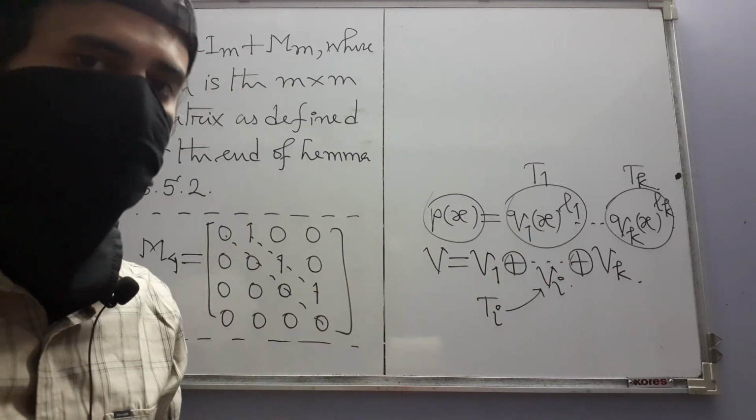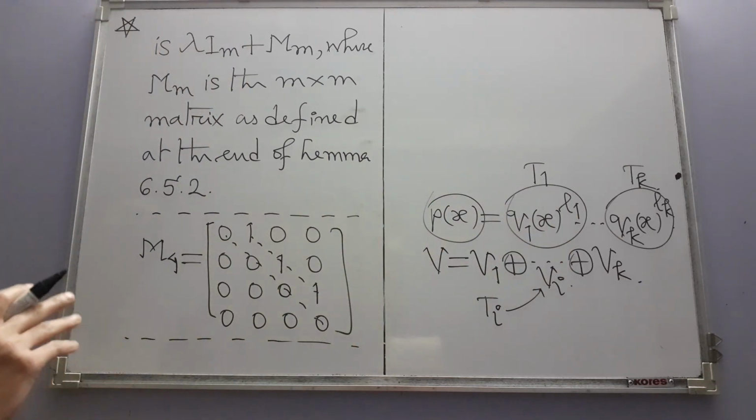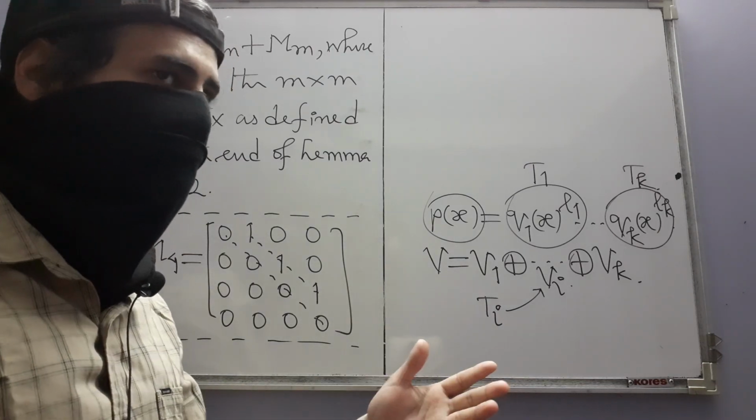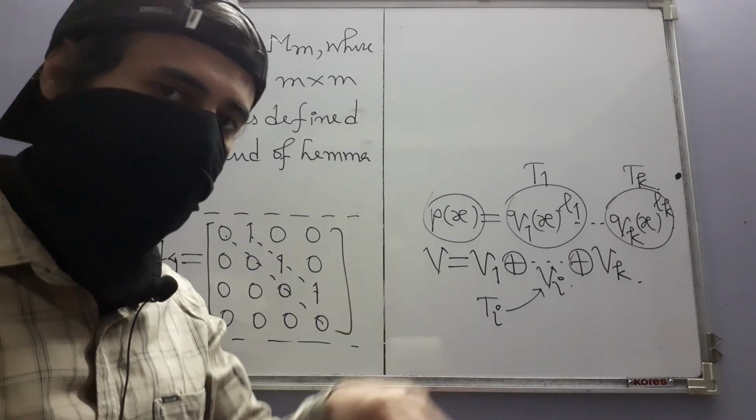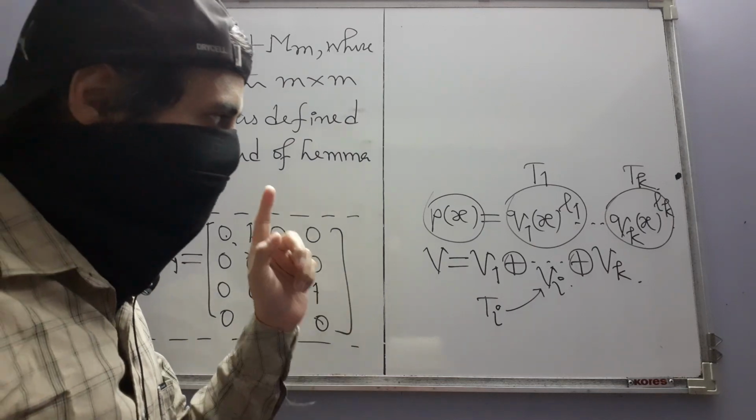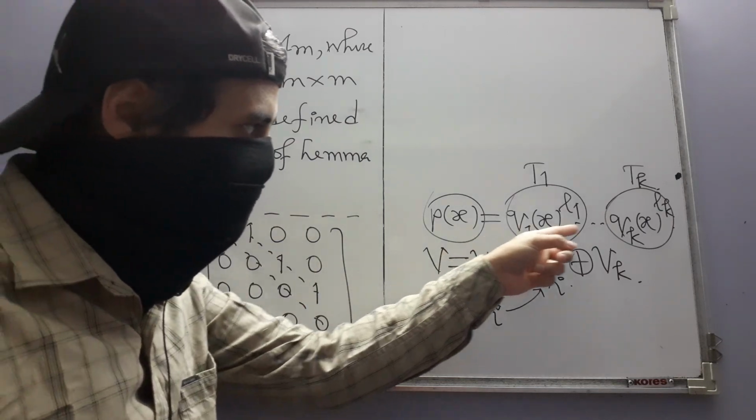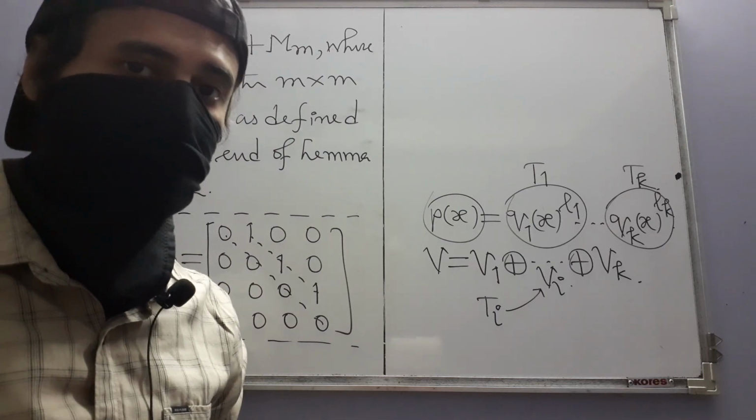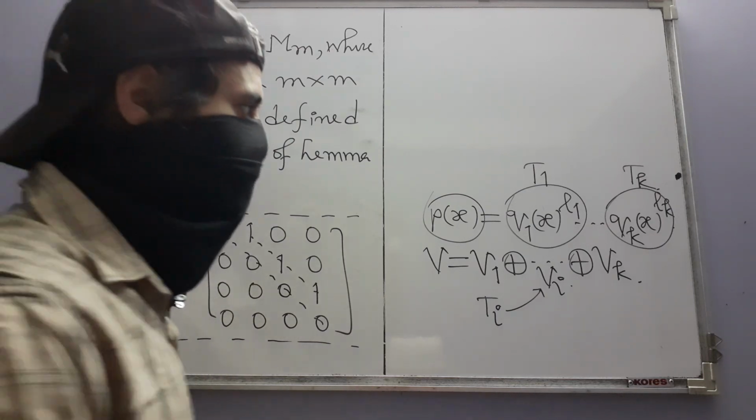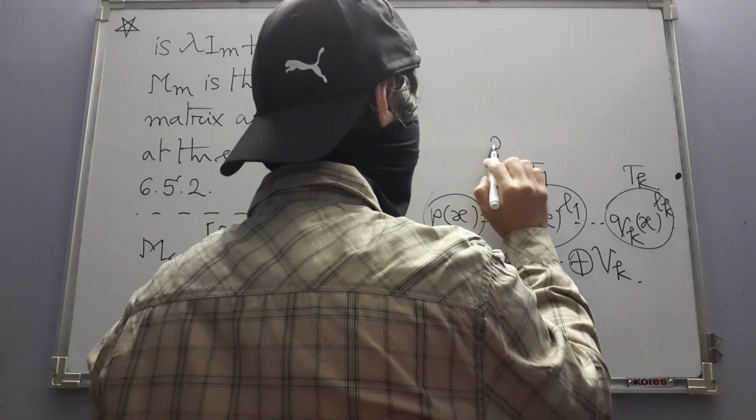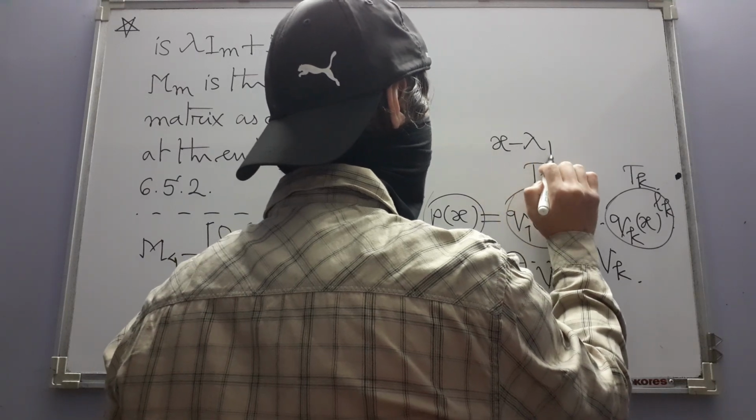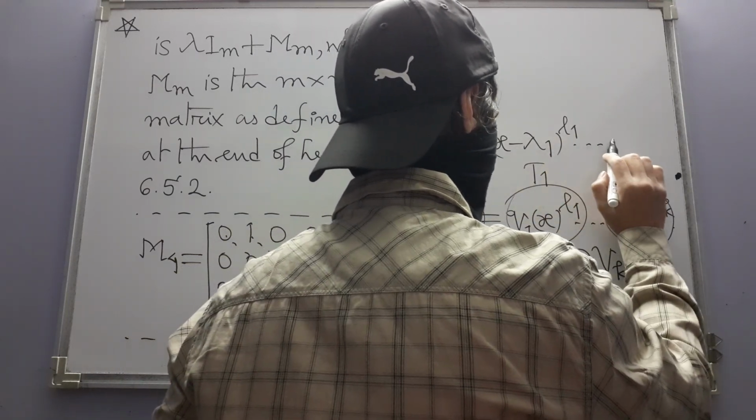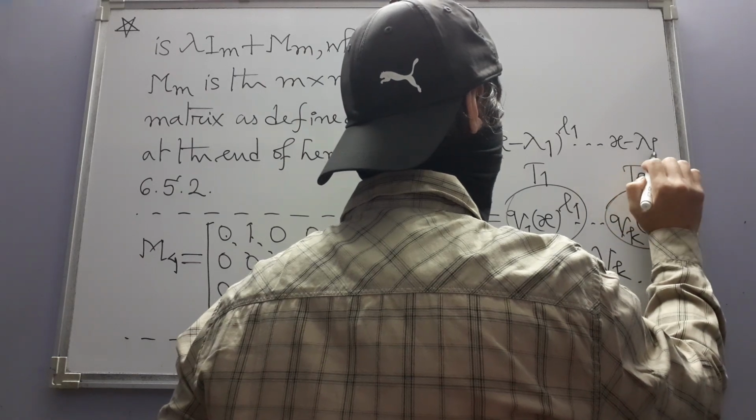But another thing is also true. Don't forget that now we have the additional assumption that all the characteristic roots of T lie in F. And in that case, these irreducible polynomials become linear. They look like this: x minus lambda 1 and so on, x minus lambda k.